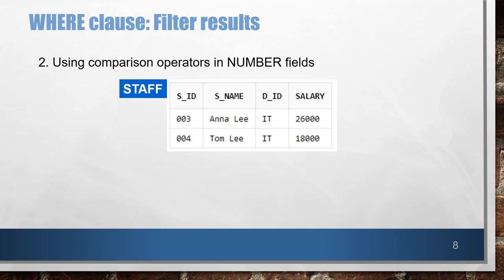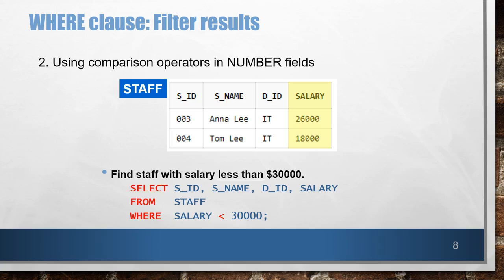In this example, we want to find the staff with salary less than 30,000 with the following select statement. Select SID, SName, DID, salary from staff where salary less than 30,000. In the where clause, we compare the salary column with a numerical value, 30,000. The data type of the salary column is number. It is optional for us to state a number value with a pair of single quotation marks.